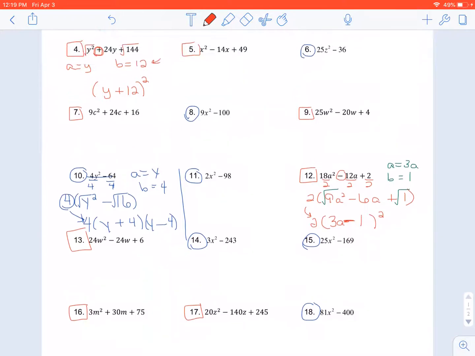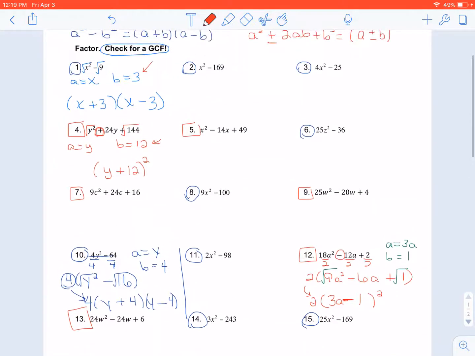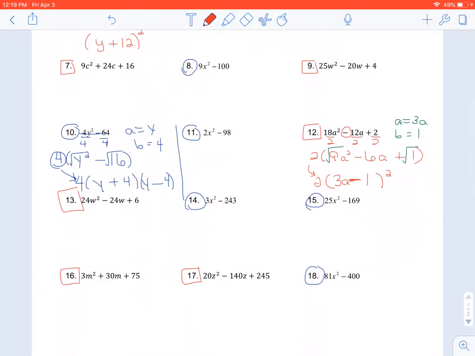So you have seen 2 problems without a GCF, one of each type. And then you got to see 2 problems with a GCF, again, one of each type. So your homework is to finish the rest of this worksheet. It is due on Tuesday. Tuesday is the 14th of April.